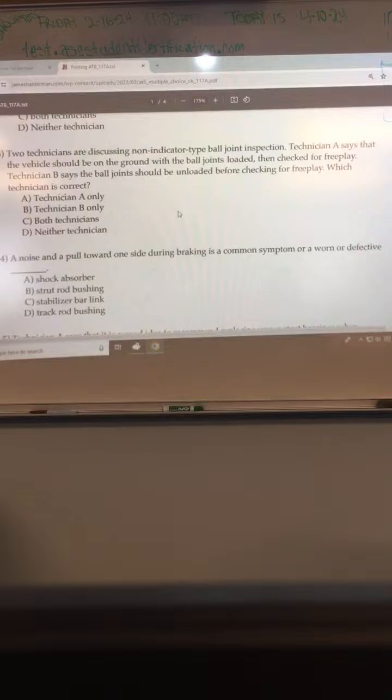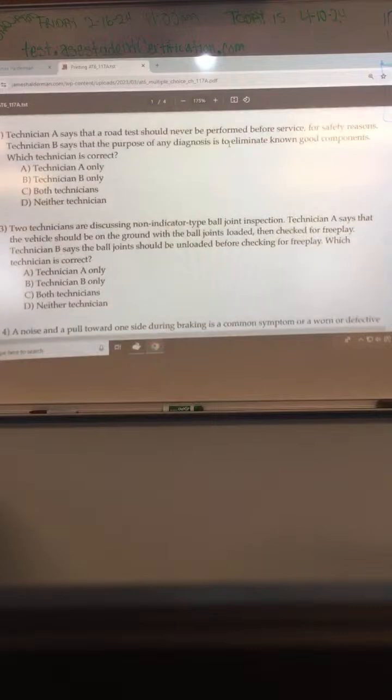B? Question 2. It says that the purpose of diagnosis is to eliminate known good components. What do you mean, the good ones? Well, this is basically the opposite of that. What it's saying is to eliminate known good components, meaning you don't replace something that's not bad. They could have worded it the other way, to identify worn or bad components. They just worded it backwards, but it means the same thing.